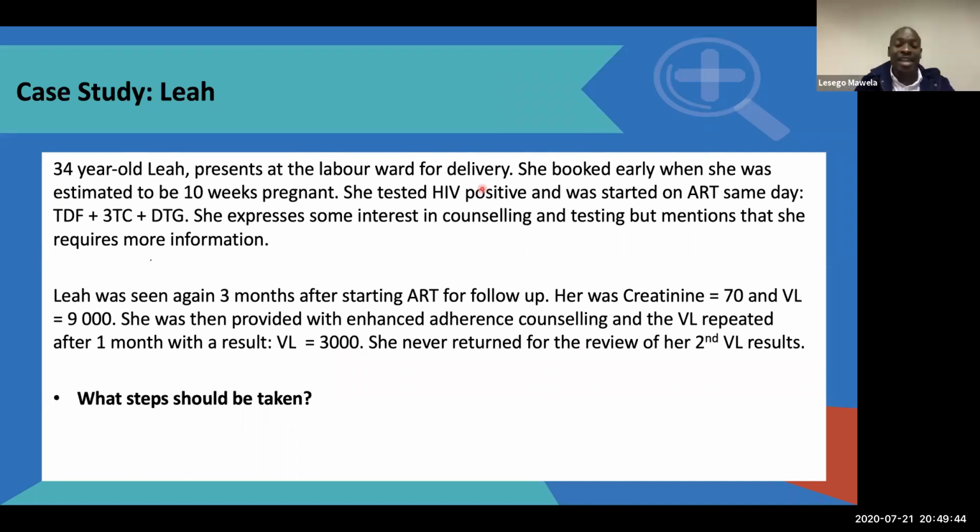Yes, if she's got any emergency obstetric issues, you want to first deal with that. If she's got the antepartum hemorrhage, we deal with that. HIV testing, she's tested, it's sorted, right? ARVs, she's on ARVs, it's a tick, she continues with her ARVs. Number 2, the issue now is that the last viral load was high. So what do we do?